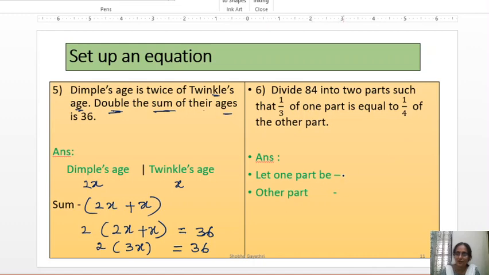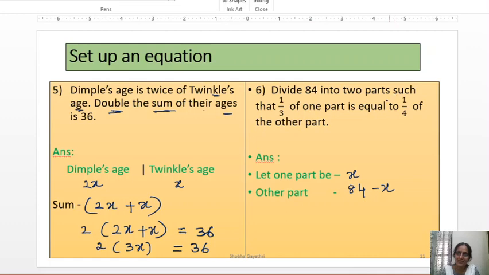Here we don't know the one part also. So let us assign x as one part. So what will be the other part? It is 84 minus x.